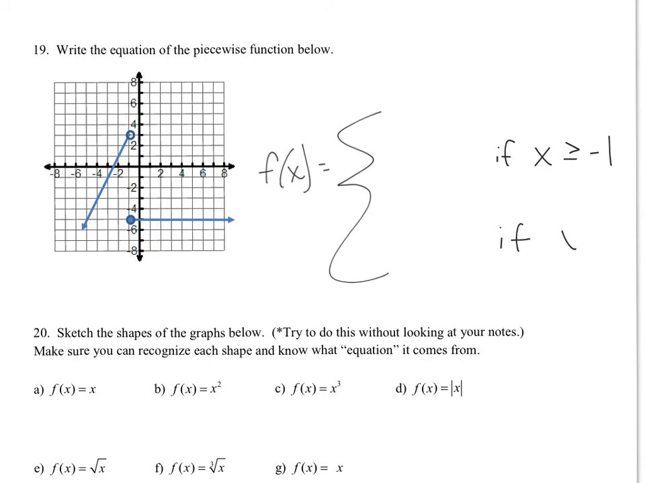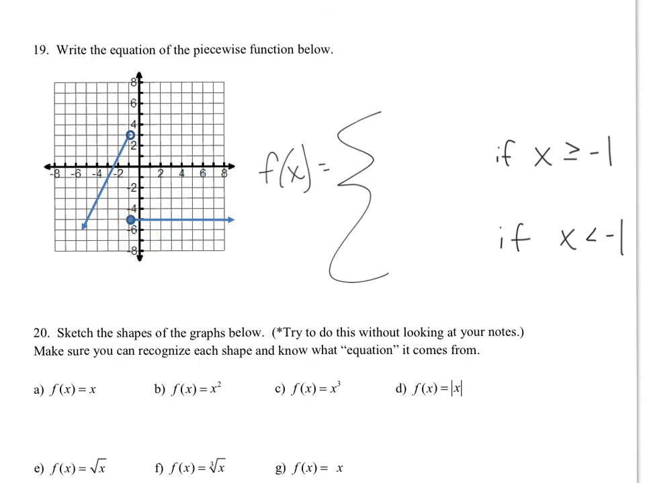My other section, this x value is at negative 1 and goes to the left forever. So less than negative 1. And those two, you can reverse them. It doesn't matter the order as long as you have both parts of the graph. That part doesn't matter. So this flat line, this is the easier part.